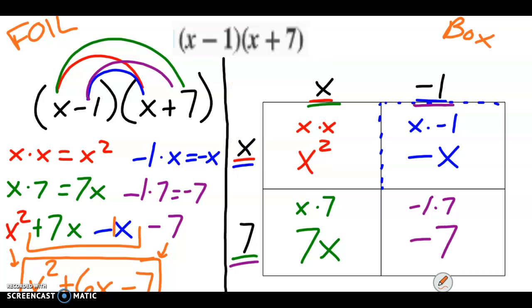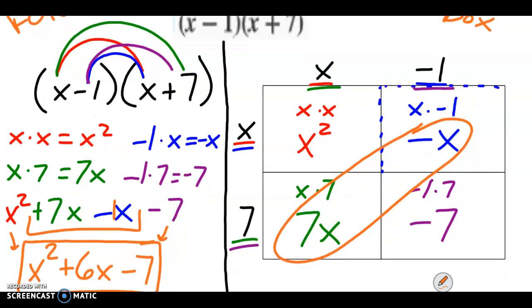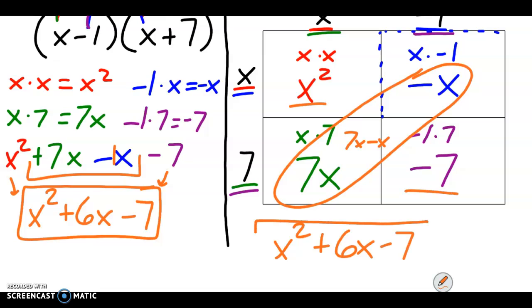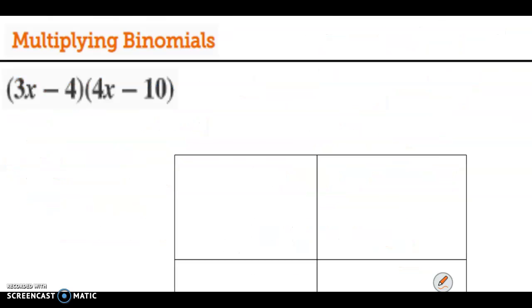And if you can see in here, you're going to end up with like terms in those diagonal boxes. Okay, so you have an x squared term that's all by itself. You have 7x minus an x will give you 6x. And then that -7 is all by itself with no like terms as well. And you end up with the same exact answer. So there's two methods to this. Okay, you can do that either way.